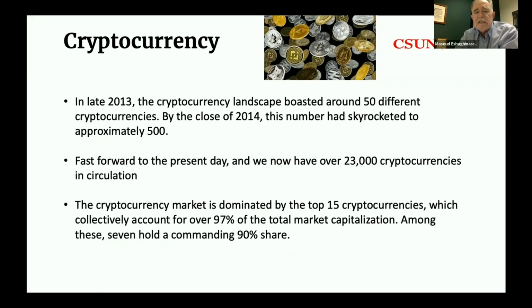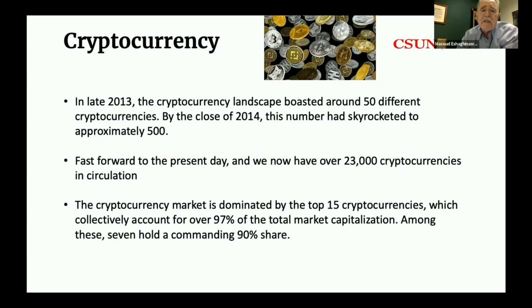We have to know that the top 15 cryptocurrencies make up 97% of the total market capitalization, and the top 7 hold a 90% share.